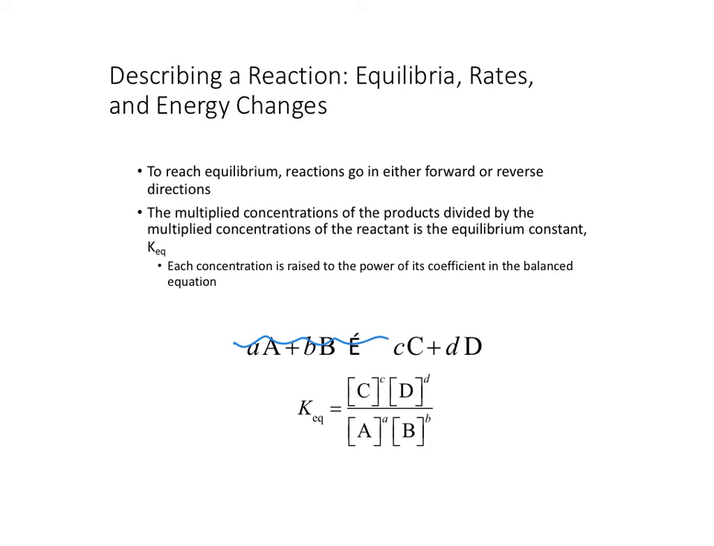So this looks a little bit funky. Let me rewrite this. So we can describe any reaction as the reactants going to form products, where the reactants would be A and B, the products would be C and D, and then these smaller coefficients, those are the stoichiometric molar coefficients. And then the KEQ of any reaction is the concentration of the products at equilibrium divided by the concentration of the reactants at equilibrium, where each one is raised to its stoichiometric molar coefficient.